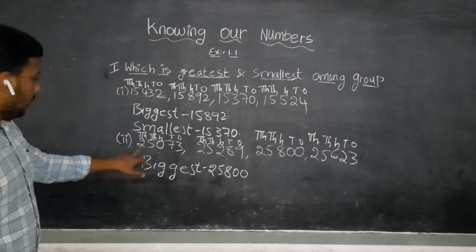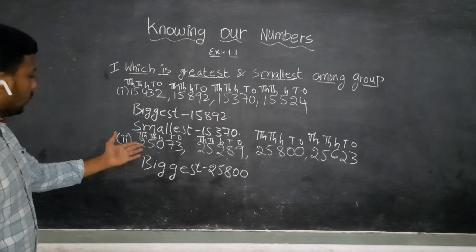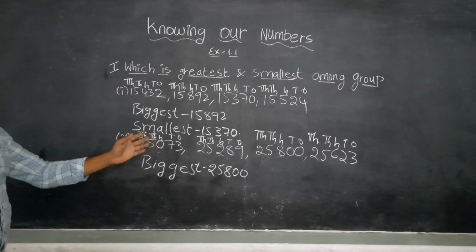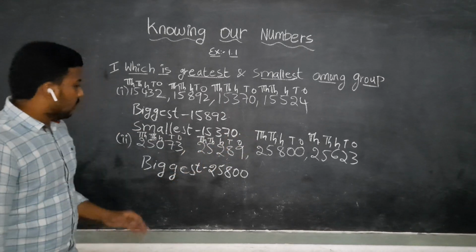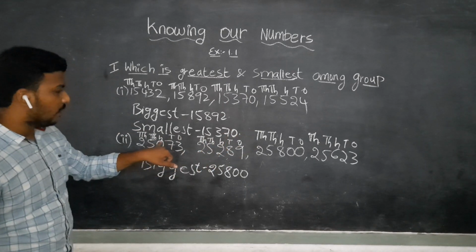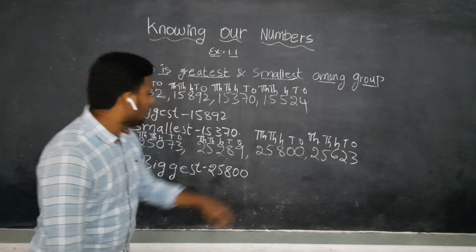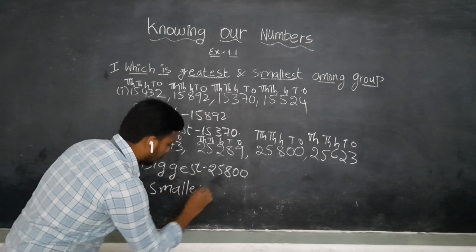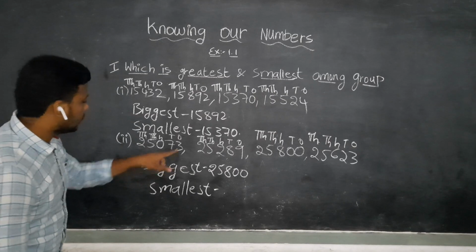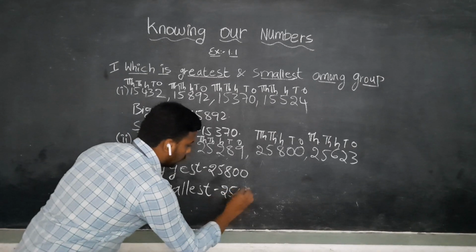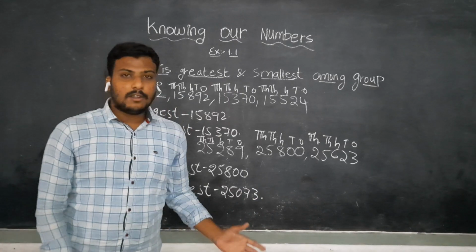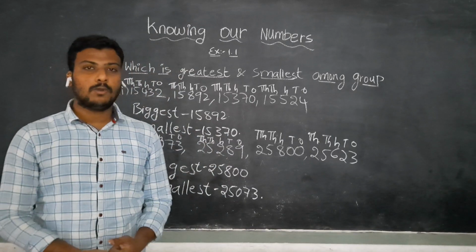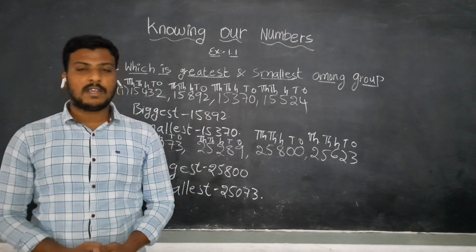Right now we'll see which is the smallest number. Again from the first, in the place of 10,000 and thousands, we have 2 and 5 in all the numbers. Then we see the hundreds place. In the place of hundreds we have only 0 when compared to the remaining numbers, so this is the smallest number, 25,073. Like this we have to identify the biggest and smallest numbers in a group. Do the remaining sums in this same exercise. Thank you, children.